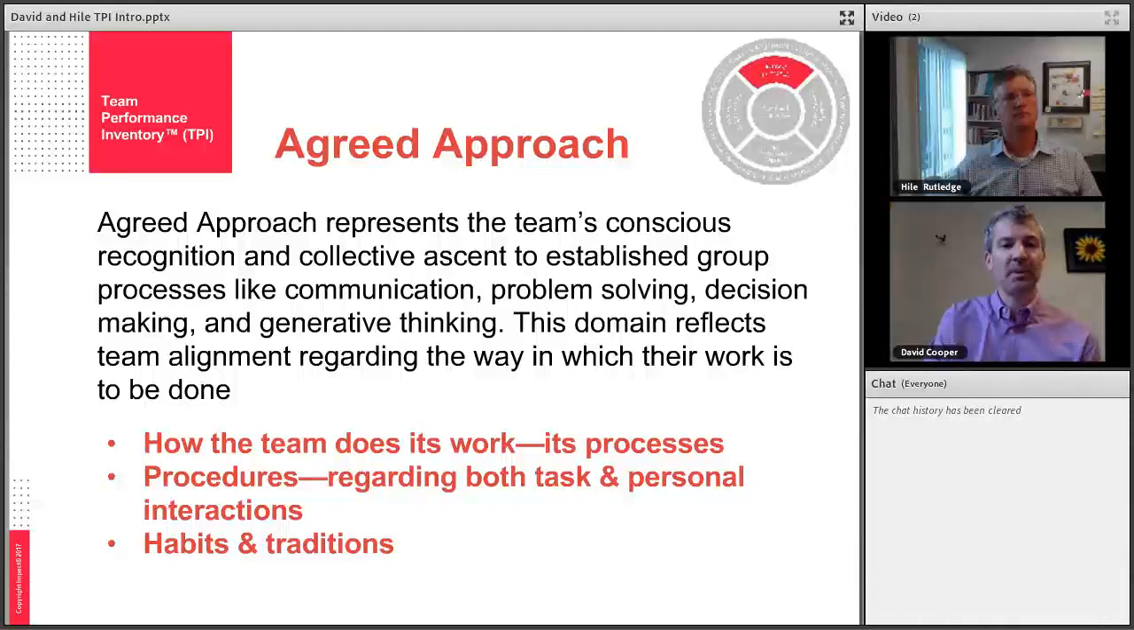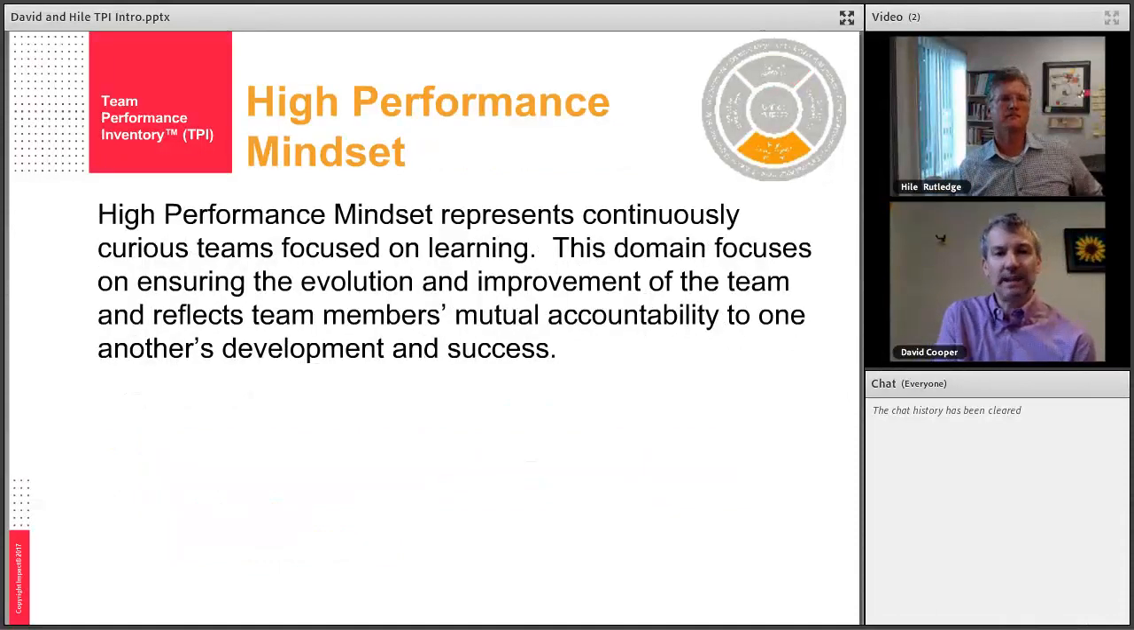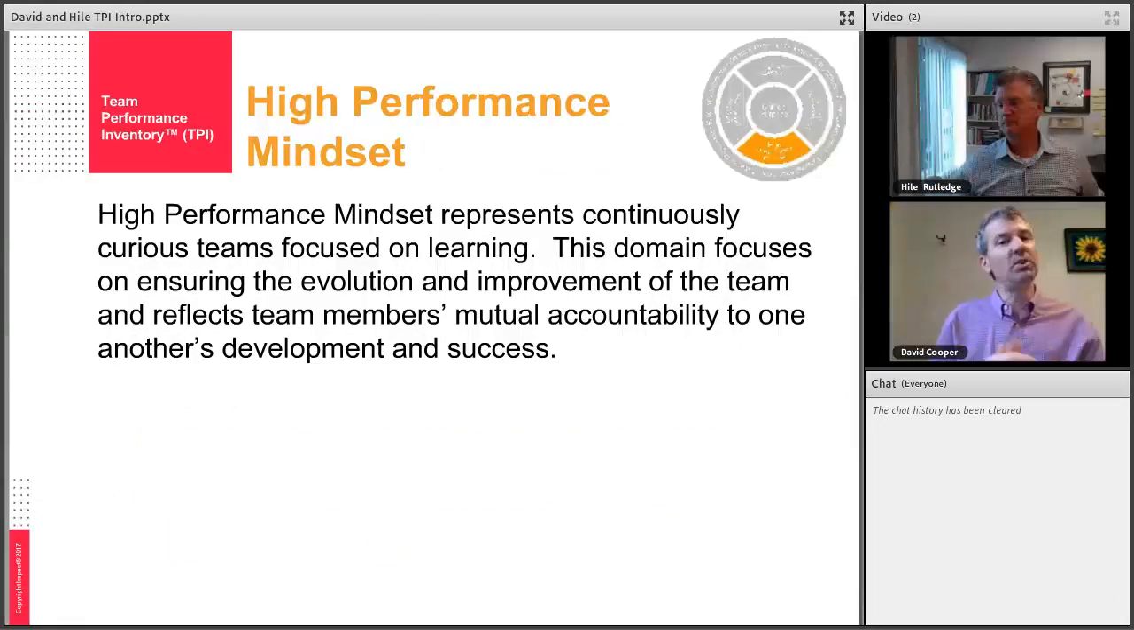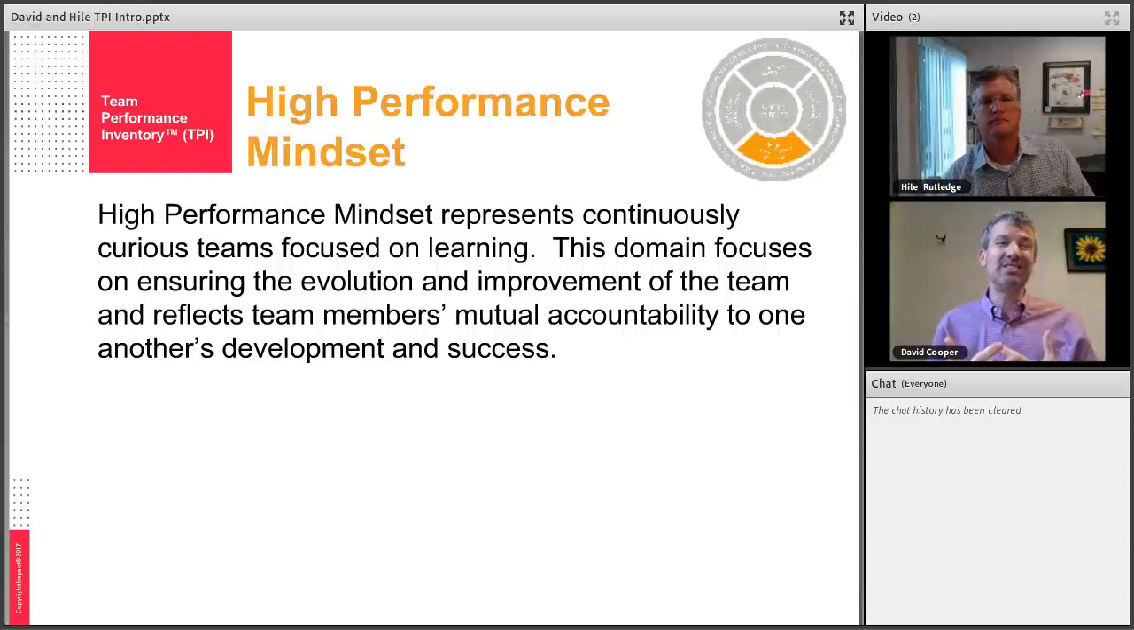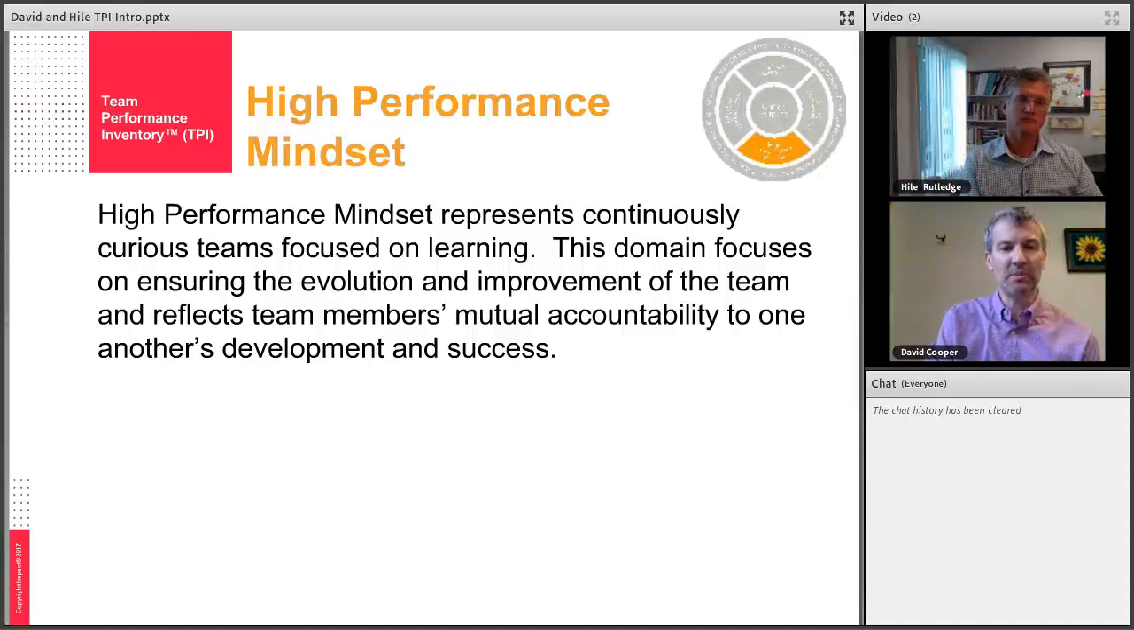And finally, high performance mindset. This is the domain of continuous improvement, of continuous learning. This is the domain of real mutual accountability from team members in service of other team members' desires, passions, and in service of other team members' development opportunities. So there's two lenses to high performance mindset. One that simply has to do with continuous improvement. What are we doing to constantly learn? Hashtag I use for this often is Kaizen. What are we doing to continuously improve?